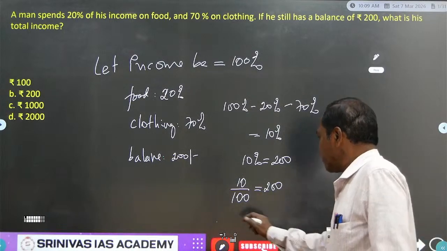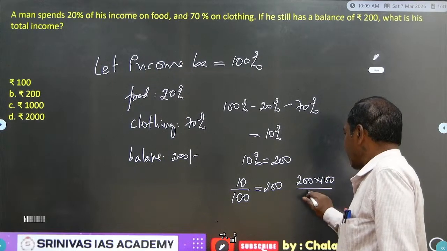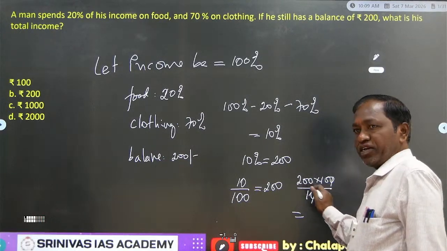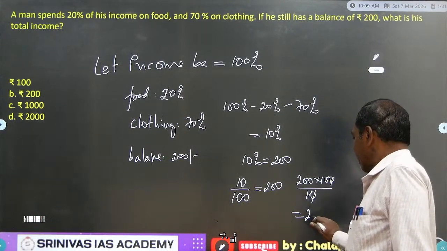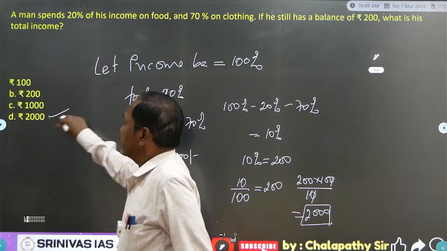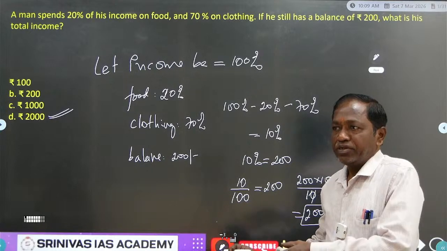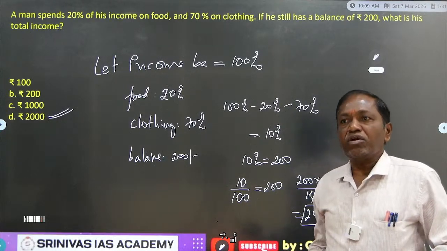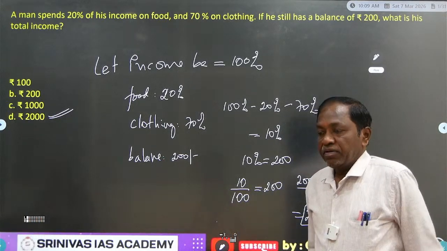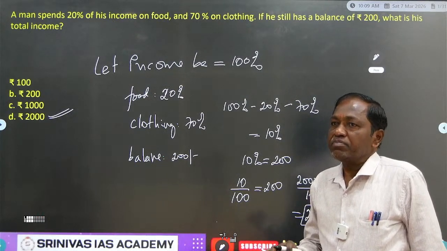What is the cross multiplication? 200 into 100 by 10. The 1 and 0 cancel. 2 into 1 is 2. How many zeros are there? 3 zeros are there. So 2000 is the answer. These are all very simple questions. When I come to the CSAT questions, you should be able to solve within no time. That's why I have given so many questions. Because this is not known, solving CSAT questions has become a tougher job.